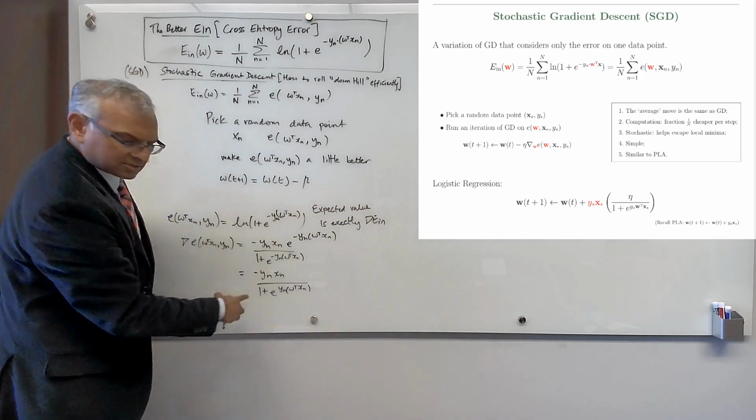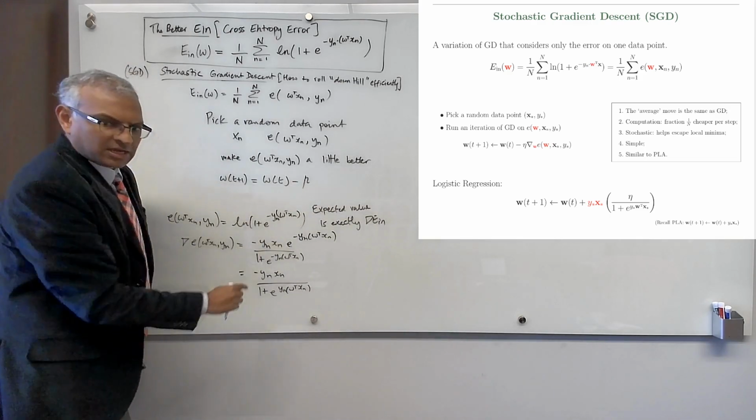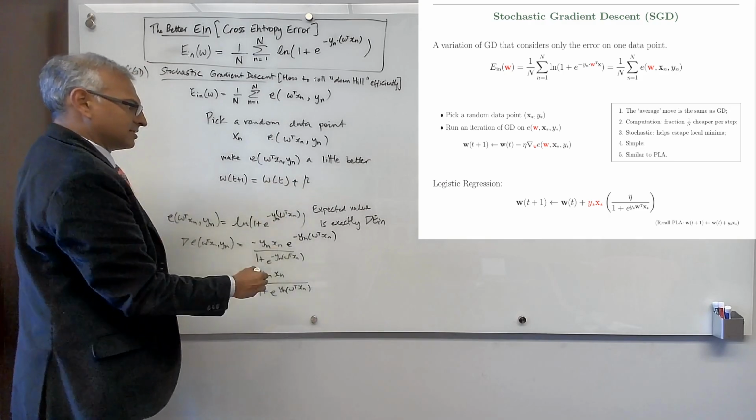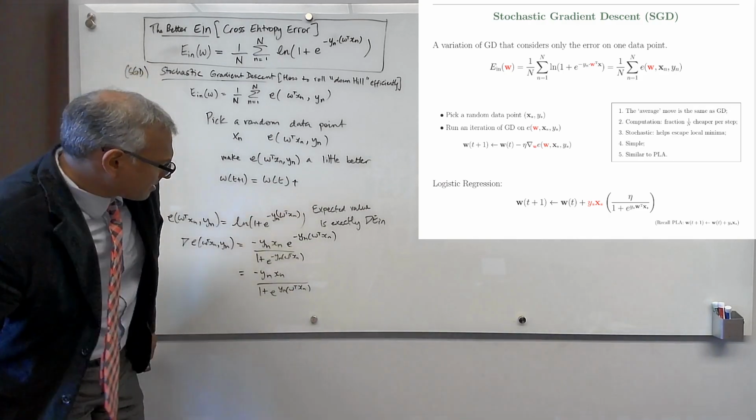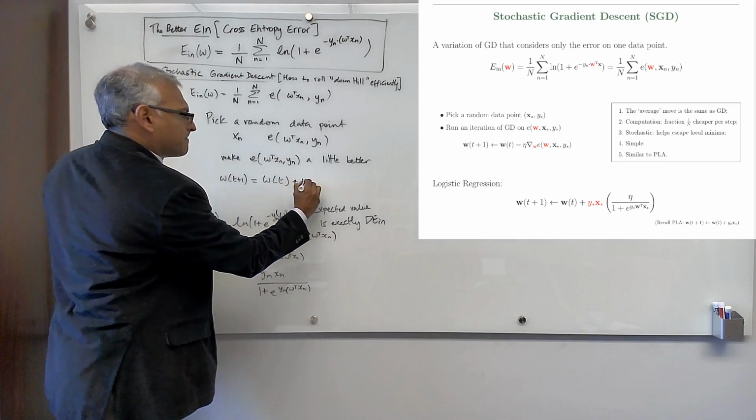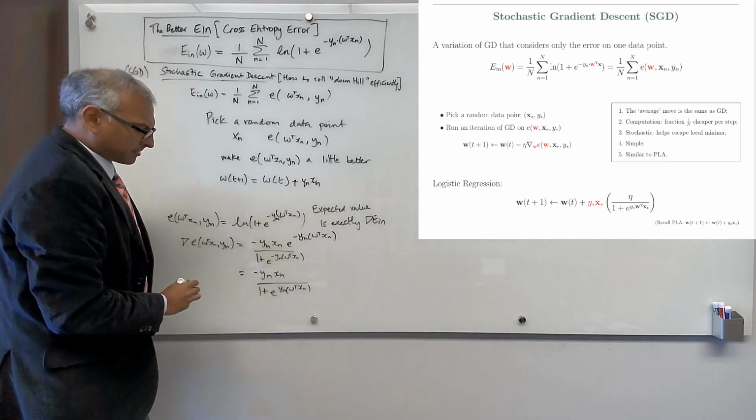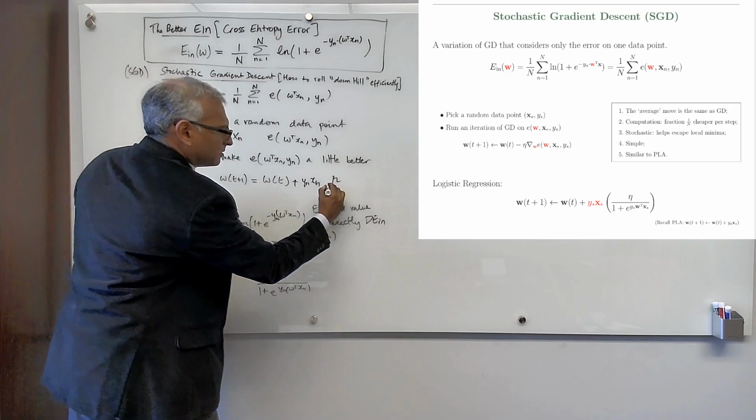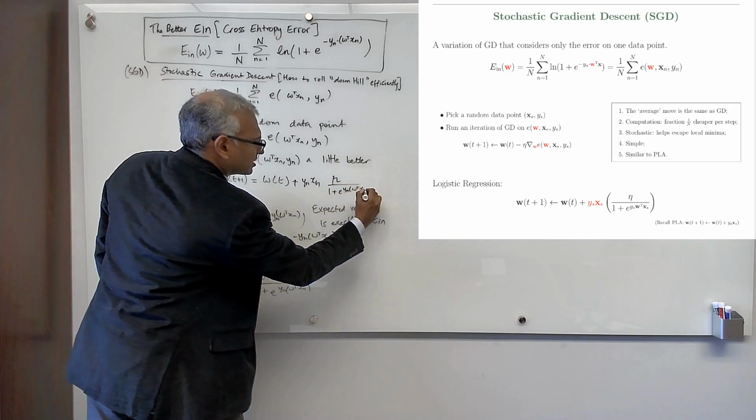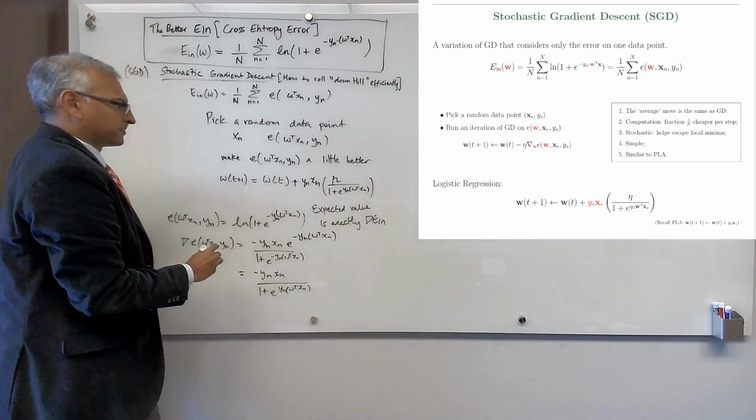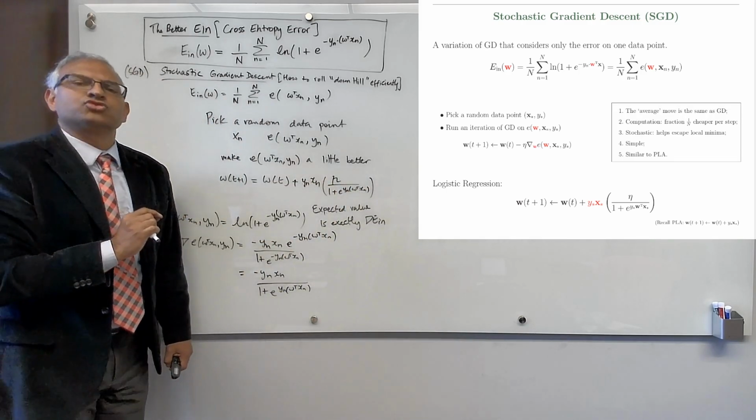And so we get for this update W of t plus 1 equals W of t minus eta times this guy. But the minus times the minus becomes a plus, so we get plus eta times this guy, which is plus Yn Xn times eta over 1 plus e to the Yn W transpose Xn. So this is the update for stochastic gradient descent.